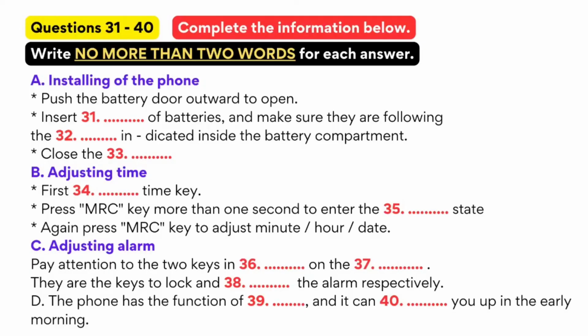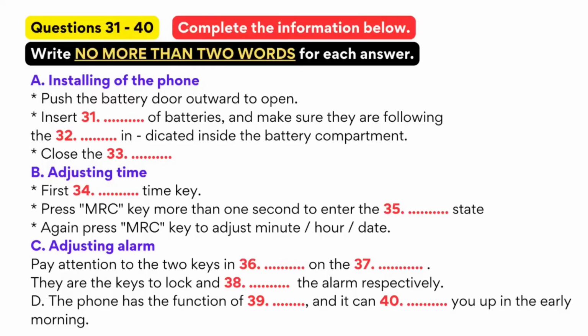I buy a new telephone. You read the instructions and I will install it, right? Sure. First, push the battery door outward to open and then insert 2 batteries, size AAA. Make sure they are following the polarity directions indicated inside the battery compartment. Finally, close the battery door. This is the first step.